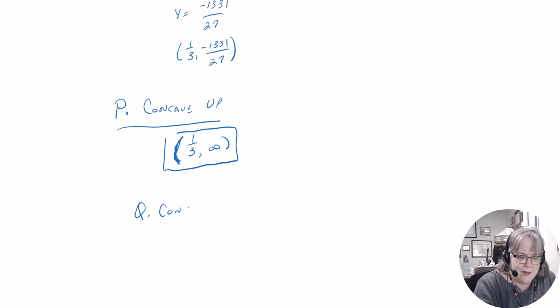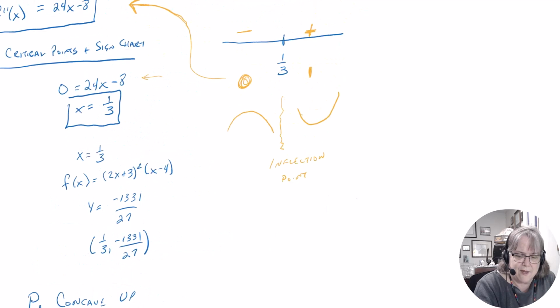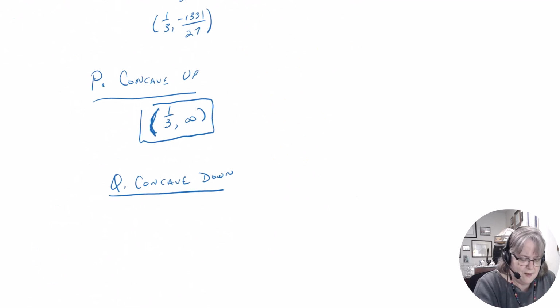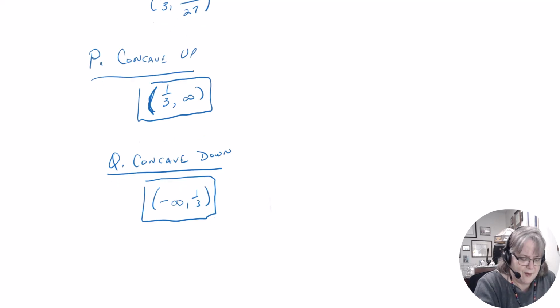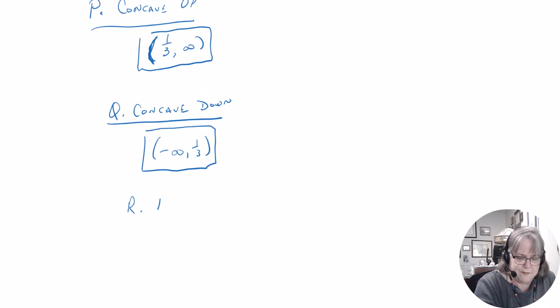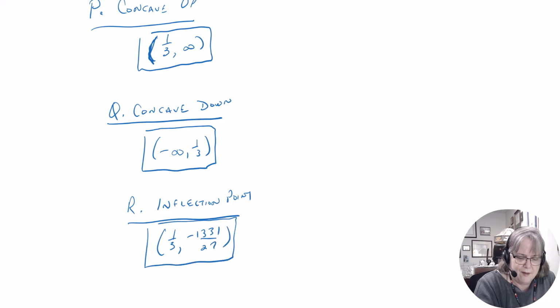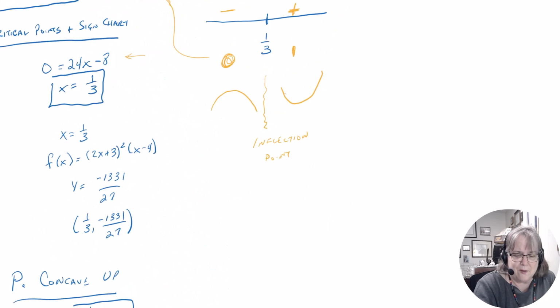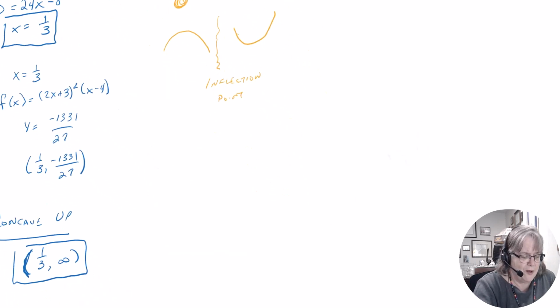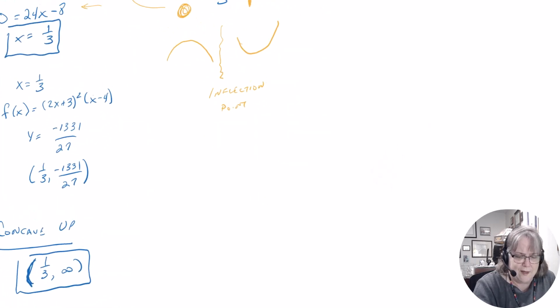Q is where is it concave down. And it's concave down to the left of 1/3. So that would be negative infinity to 1/3. And did it have any inflection points? Yes, it had one because it switched. So that was, we found it already, 1/3, negative 1331 over 27. And then always remind people to graph, because you get so involved with all this that it's sometimes hard to do.